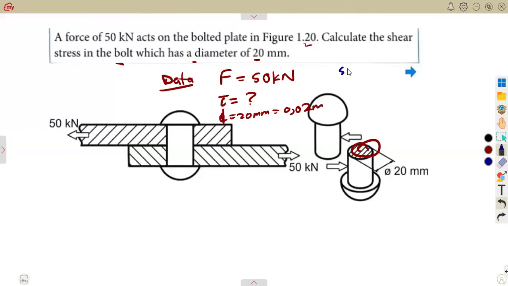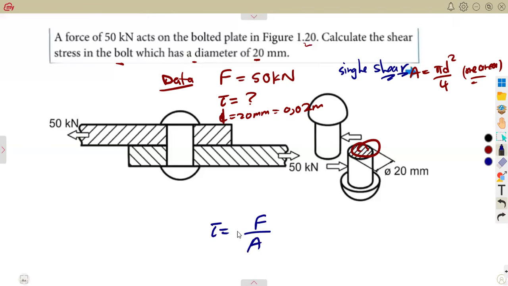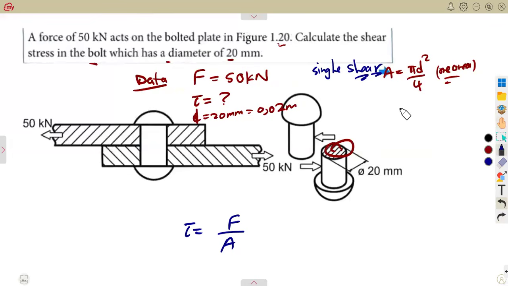Okay, so remember, if it is a single shear like that, it is just going to affect our area. Our area is just going to remain as it is. Our area is just going to be pi d squared over 4. That is one area to be considered, as I illustrated before. Only one area. So we can calculate that because we understand that tau is equal to what? The force over the area. Shear stress. So we need the force. It's there, the area, we just need to calculate.